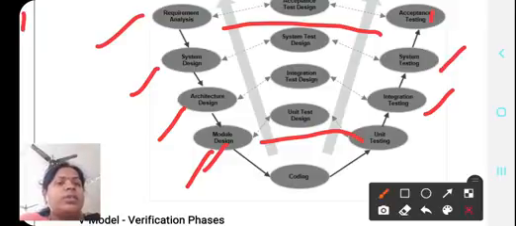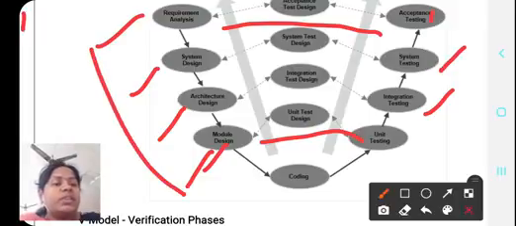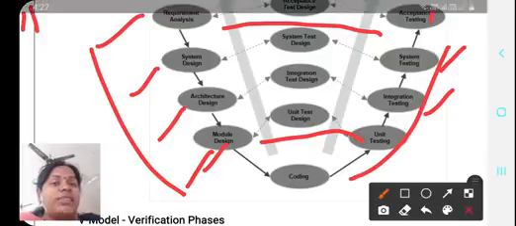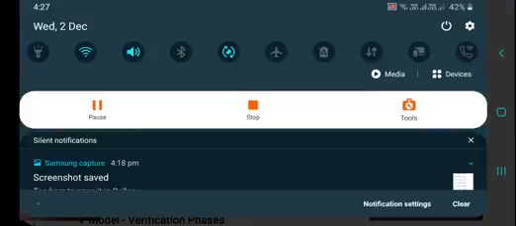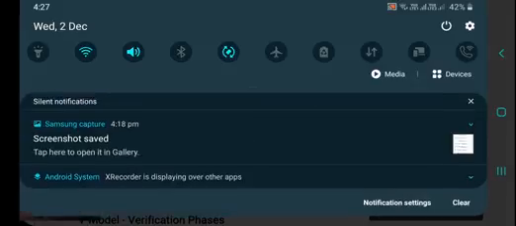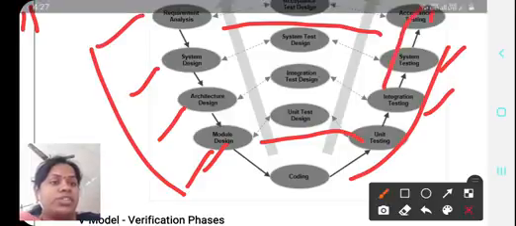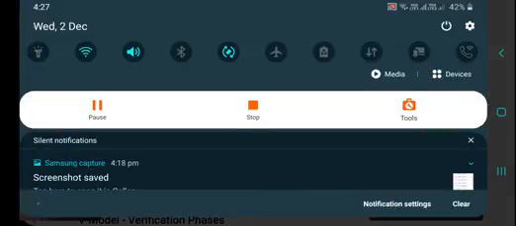So this is about the verification and validation model. This phase is called the verification phase, and this phase is called the validation phase. In the verification phase the product is tested before implementation, whereas in the validation phase the product is tested after implementation. Is the product right? Is it understood? This is about the verification and validation model.